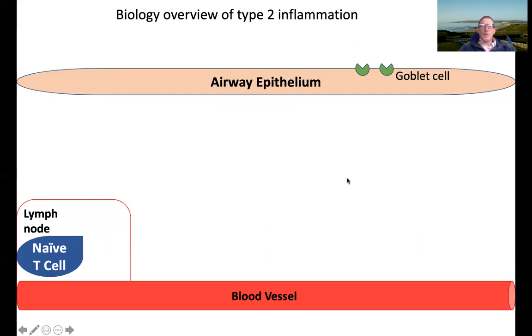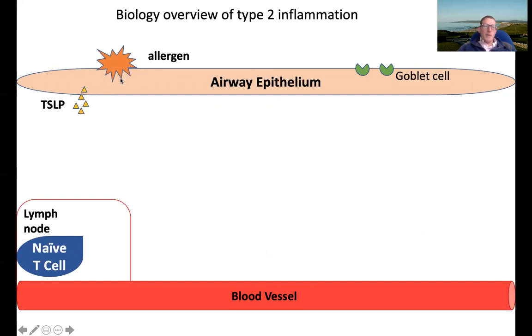This is a brief overview of type 2 or Th2 inflammation, shown as an animated schematic. And I think you've probably been taught this already, so I'm going to just skip through this quickly. There you have the allergen. This is the airway epithelium.